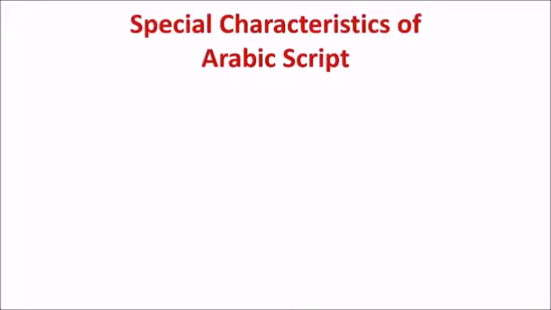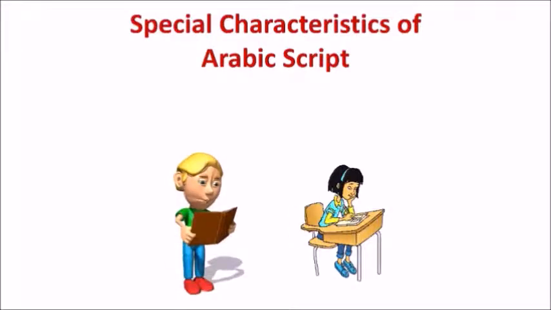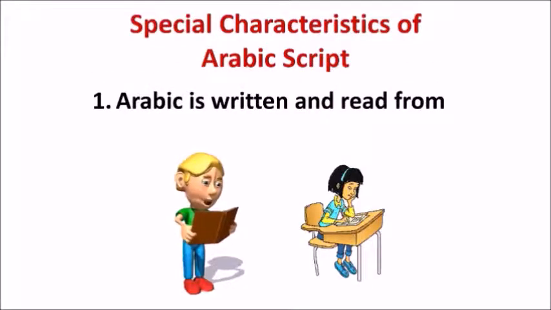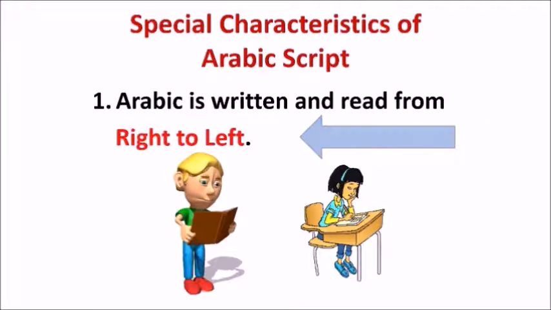After we have an overview of the Arabic alphabets, let's now know some special characteristics of the Arabic script. The Arabic alphabet and writing system has 4 major characteristics that distinguish it from its European counterparts. In this video, we will cover only 3 of them, and the 4th will be covered in the following video. Number 1. Arabic is written and read from right to left. One consequence of this directionality is that Arabic books, newspapers, and magazines are opened and read in the opposite direction from European and American printed materials.